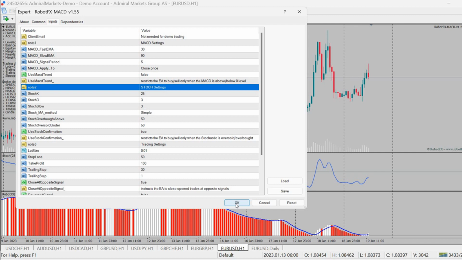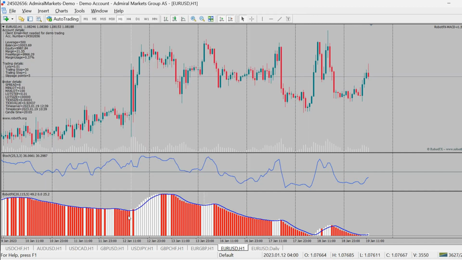Now, looking at the chart, we can see that it was an uptrend. It is still an uptrend because the MACD is above the zero level. The zero level is this line right here. So that means that this expert advisor will only be allowed to buy, and it will open buys again when the MACD bar is above the signal line.